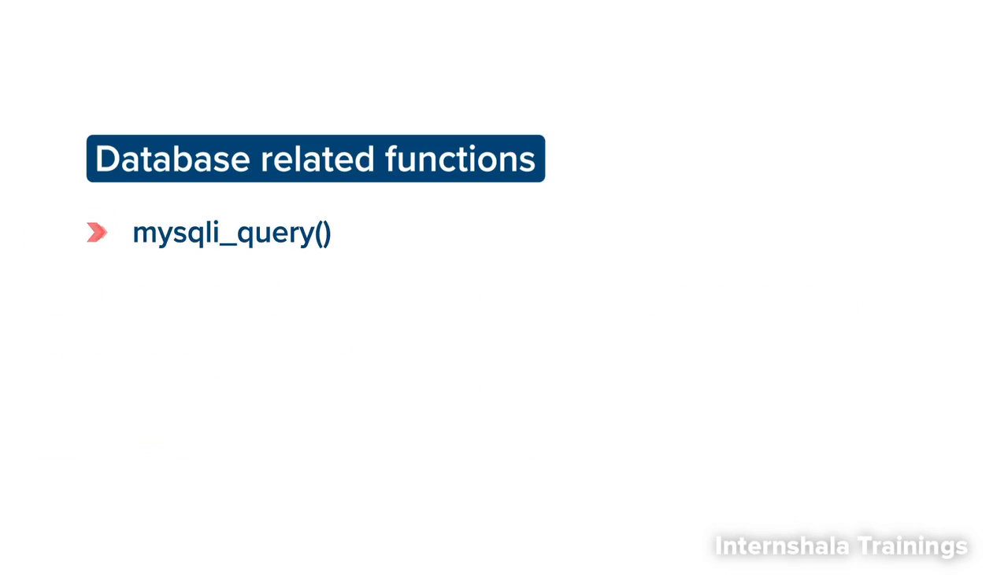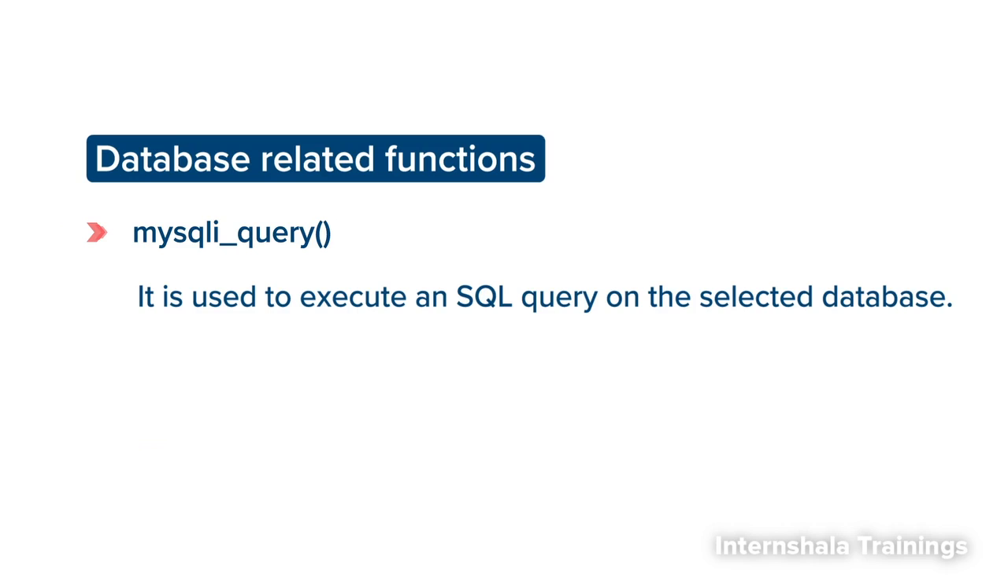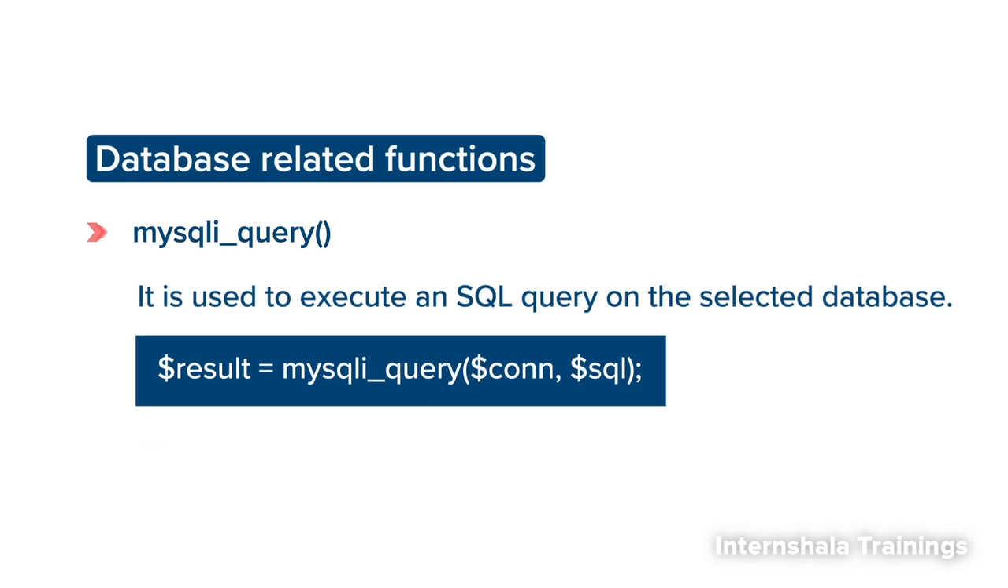Next, we have the MySQLi query function. It helps to execute an SQL query on the selected database. This is the syntax for this function. This is the function, and it takes 2 parameters. The first one is the connection reference object, which we have already discussed earlier. And the second parameter is the SQL query in the form of a string. This function returns a false value if due to any reason the query fails to execute. And it returns the value as true if the query is executed successfully. For select queries, it returns a reference object.